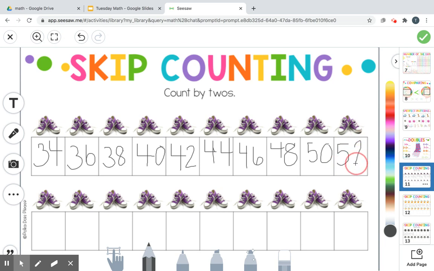52. Remember when we count by twos, it goes 0, 2, 4, 6, 8. 0, 2, 4, 6, 8. I bet give you a little clue what comes next.